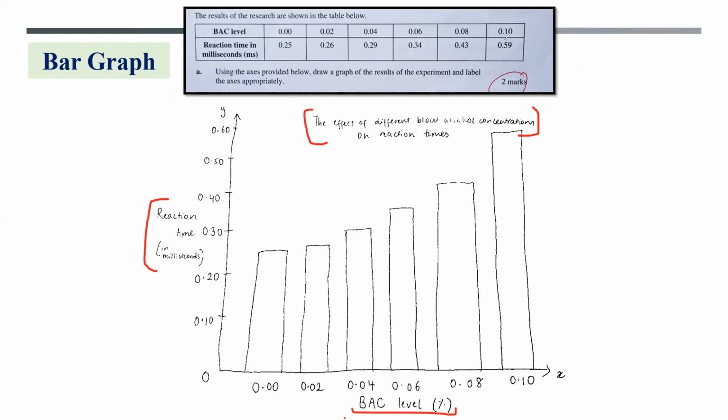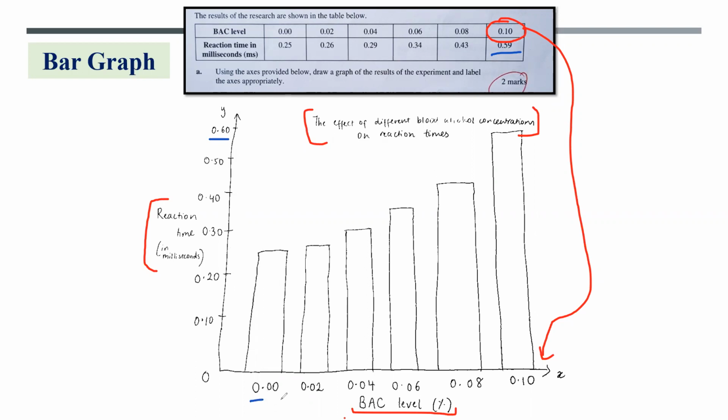So looking at the fact that our BAC level ends at 0.10, that's why my x-axis doesn't extend further than 0.10. Looking at the y-axis, or the reaction time, the largest reaction time is 0.59. So I stop my y-axis at 0.6, which accounts for the 0.59. And I just do a rough measurement of where each of those BAC levels correspond to.